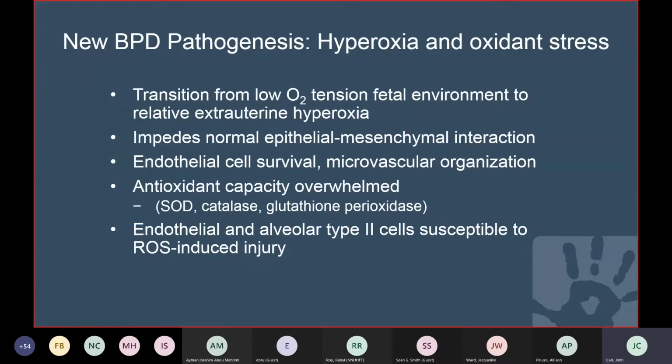So the pathogenesis of this is that of oxidant stress and hyperoxia. And there's a transition, of course, from the low oxygen tension fetal environment to a relative extrauterine hyperoxia. This impedes epithelial mesenchymal interaction. I'm trying to look at this from the parenchymal standpoint initially, then we'll talk about the vascular standpoint in a moment. But there are endothelial and alveolar type 2 cells that are susceptible to this reactive oxygen species induced injury.